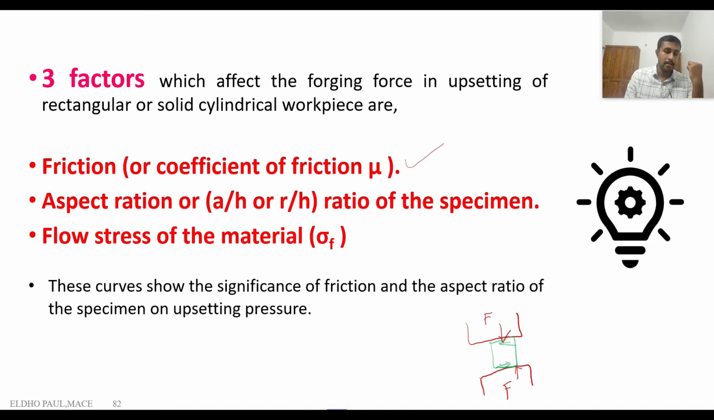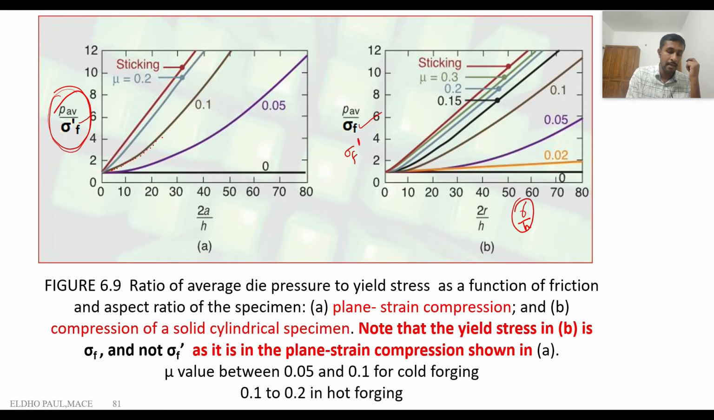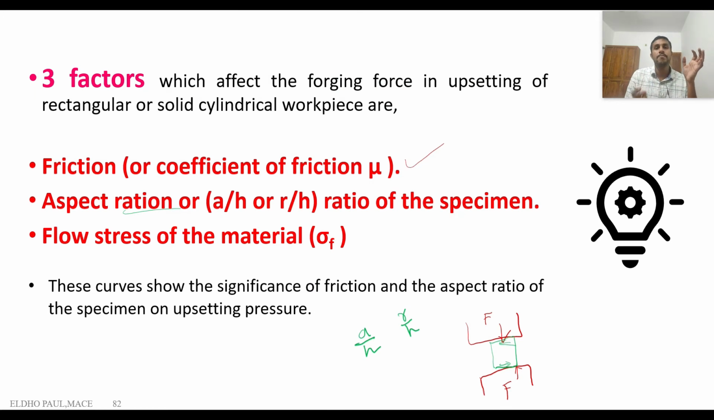Second factor is aspect ratio. In case of rectangular workpiece, it is A by H ratio. In case of cylindrical workpiece, it is R by H ratio. So with the increase in A by H and R by H, we can see there is an increase in pressure. So we should choose a workpiece with the lower R by H ratio. Then we can reduce the pressure or force required for forging.